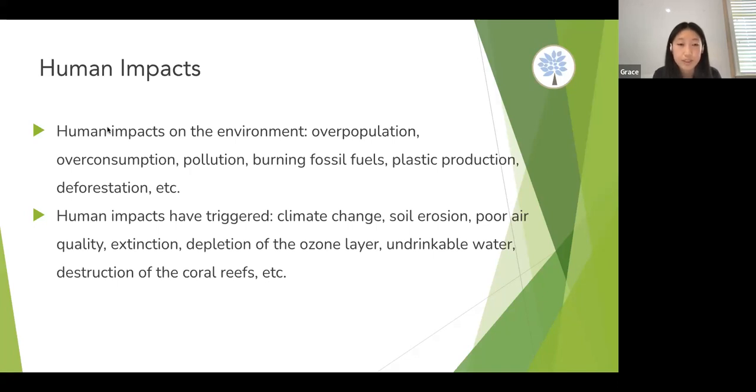And these impacts have triggered climate change, soil erosion, poor air quality, extinction, depletion of the ozone layer, undrinkable water, destruction of the coral reefs, and so many more. So human patterns of industrialization have caused a lot of these problems. For example, fossil fuels, that really started with industrialization and the Industrial Revolution. People started burning a lot more oil and coal, different types of fossil fuels.